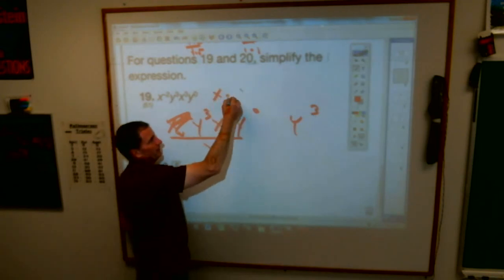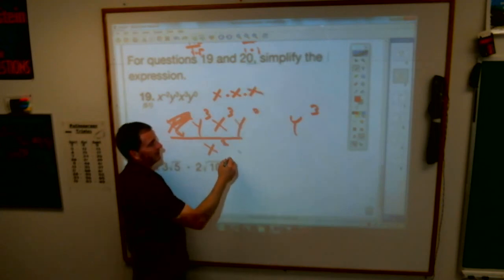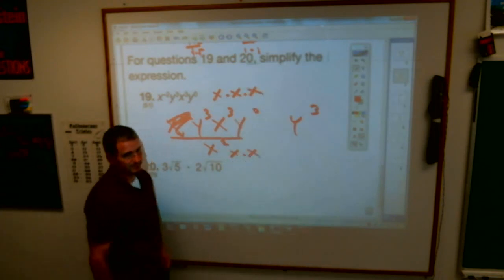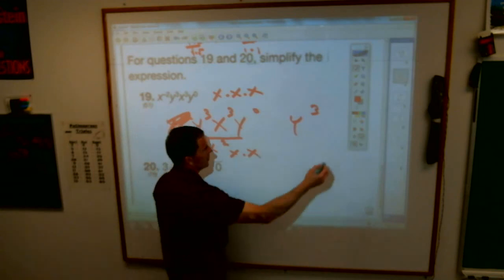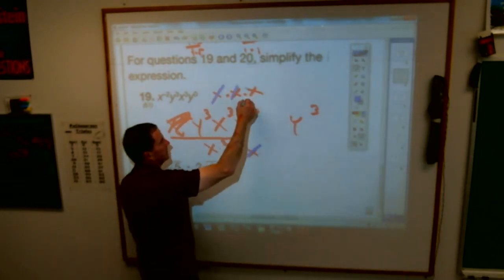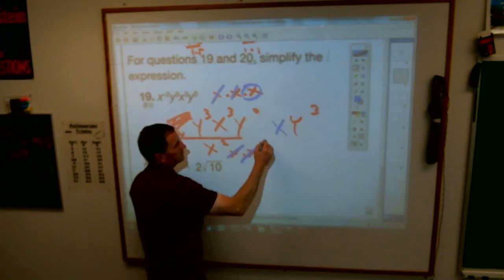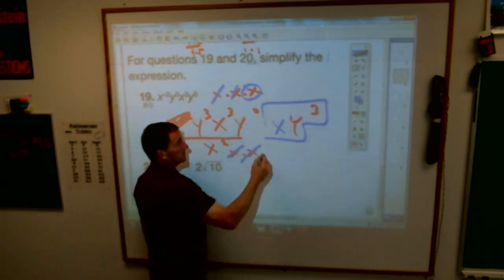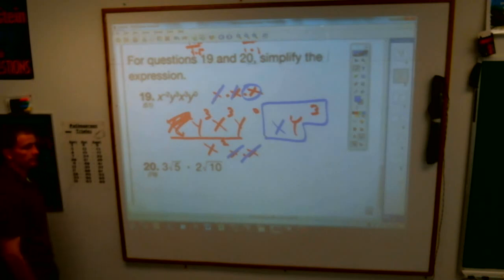And then on top you have 3 x's, and on the bottom you have 2 x's. What's going to happen? They cross off 1 for 1. 1x with 1x, a second x with a second x. You're left with that x on top. That's as much simplifying as we can do.